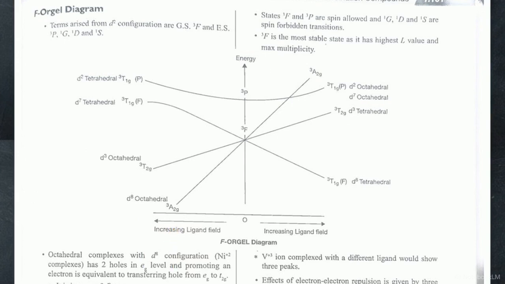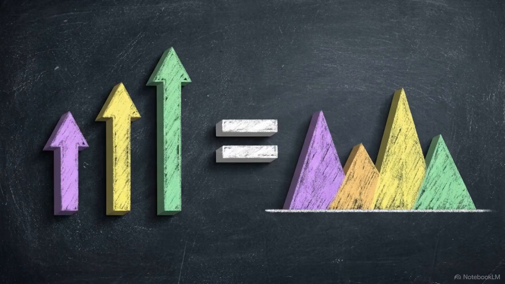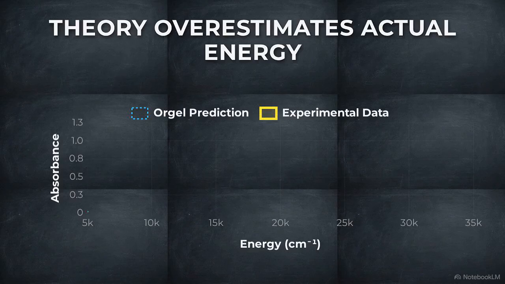From that ground state, the geometry permits exactly 3 spin-allowed transitions up to higher energy curves. Placing this nickel complex in a spectrometer, the data yields exactly 3 distinct absorption peaks. The Orgel diagram correctly diagnoses the exact number of energetic states hidden within the complex.